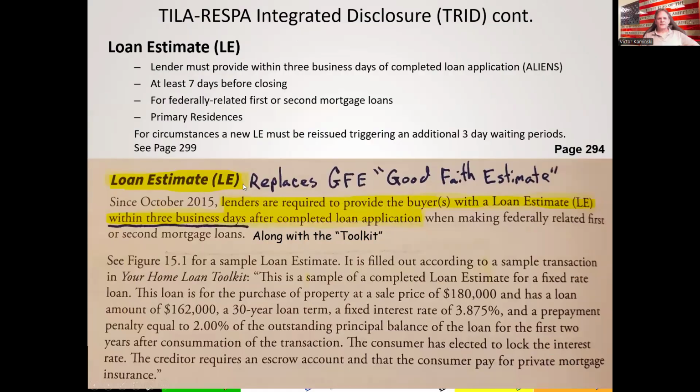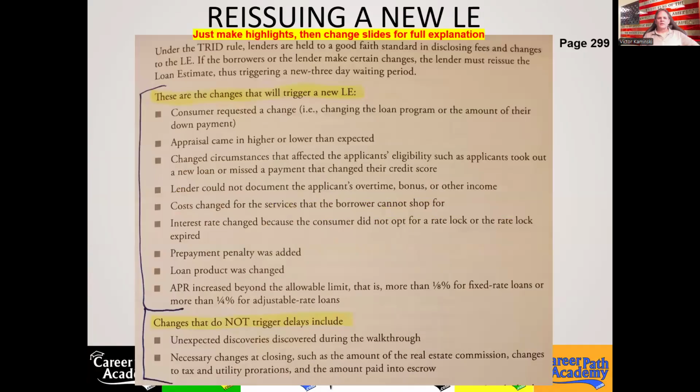And like I said, the loan estimate replaces the good faith estimate. It must be provided to the consumer within 3 business days, or put in the mail within 3 business days of the completed loan application, or aliens, along with the toolkit for comparing and shopping for loans. Here are the changes that would trigger reissuing of a new loan estimate. I got them on another slide. So here, this is the highlight slide.